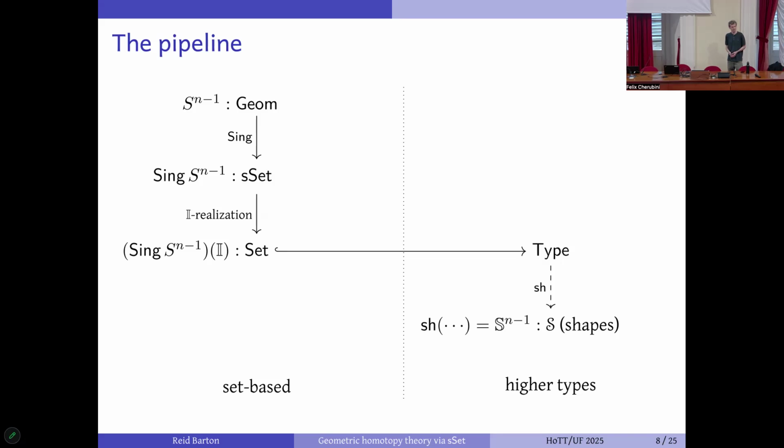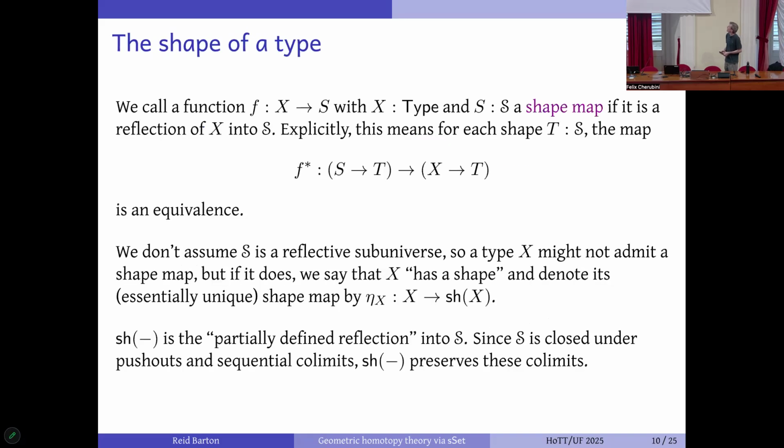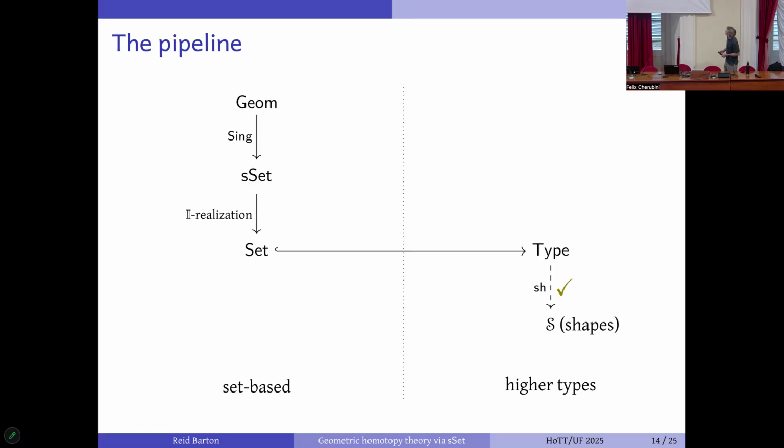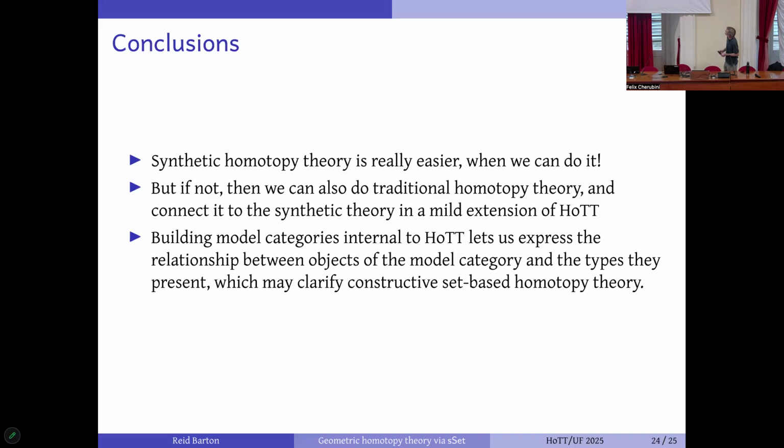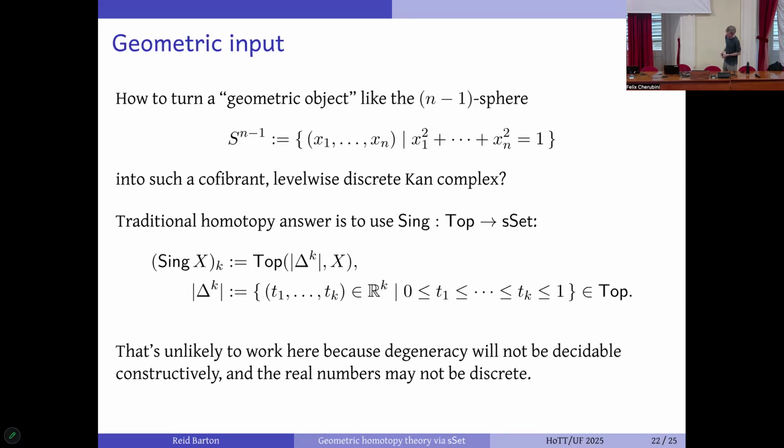So the question is about the problem that the Sing simplicial set of some space is not covariant. Can you just take the covariant replacement? You mean at the end? Can I take the covariant replacement? I think you probably could.